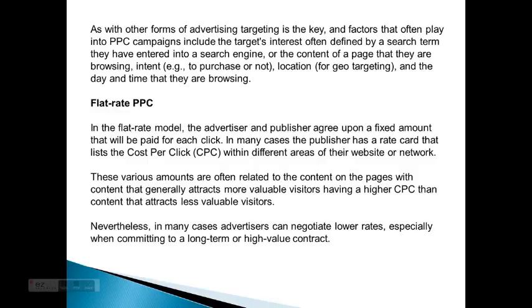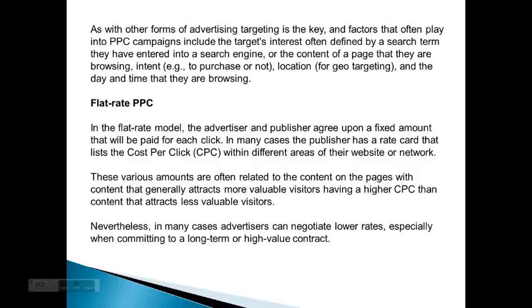As with other forms of advertising, targeting is the key, and factors that often play into a PPC campaign include the target's interest, often defined by a search term they have entered into a search engine or the content of a page that they are browsing, intent, e.g. to purchase or not, location for geo-targeting, and the day and time they are browsing.